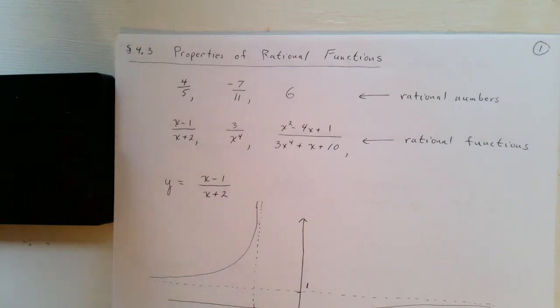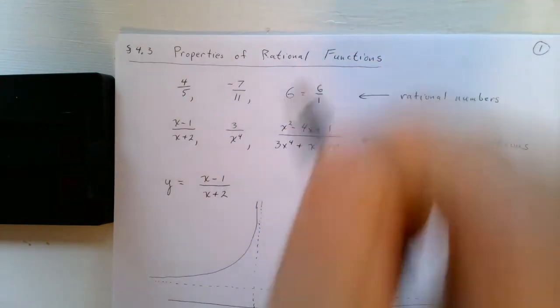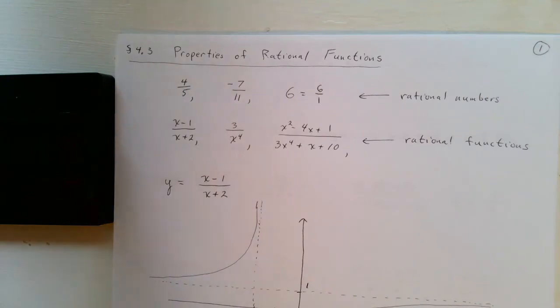Okay, so maybe you've heard of rational numbers before. Rational numbers are a fancy way of saying fractions. So 4/5, -7/11. Those are certainly fractions, so they're rational numbers. 6 is also a fraction because it can be written as 6 divided by 1, right? All right. So those are rational numbers. Now they're just fractions of integers.